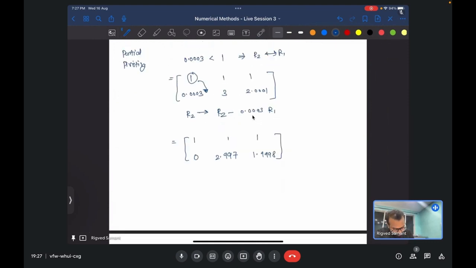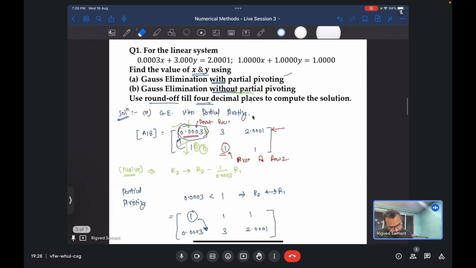Now we made this 0, so we move on to the next pivot element, this one. But below this there is nothing, so our procedure stops here. If there had been some value below this, we would have compared this value with the value below it, and the highest would come in the second row. If this had been the highest value, it would have stayed as it is.